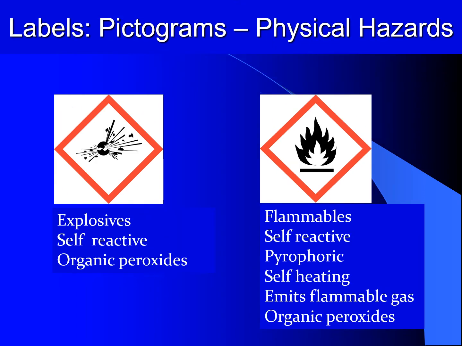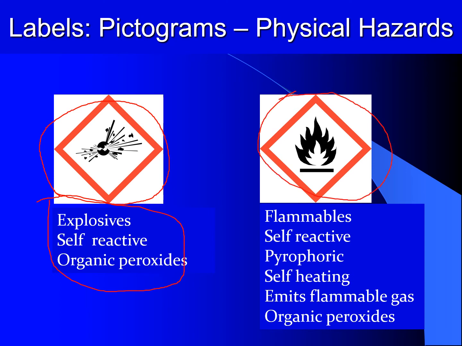Labels, pictograms, physical hazards. So we have a pictogram for explosives, self-reactive, and organic peroxides. Whenever you see that on a container, these cover these elements. We have a pictogram for flammables, self-reactive, pyrophoric, self-heating, emits flammable gas, and organic peroxide, this label here.